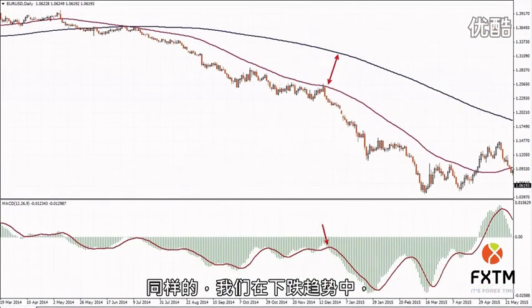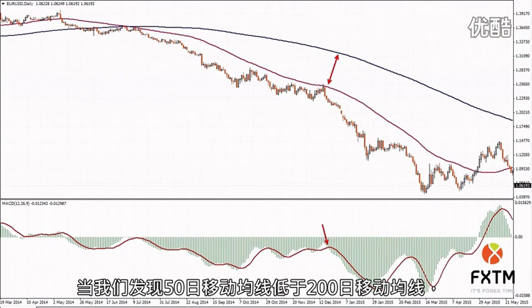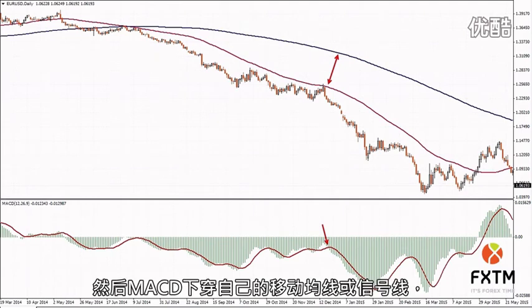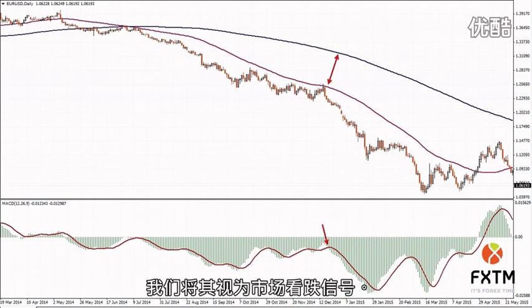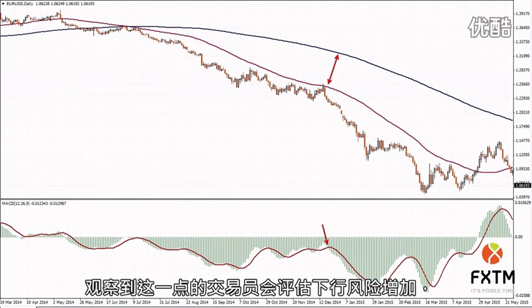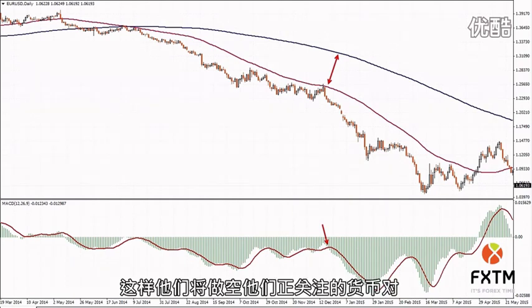In the same way, if we were in a bearish trend, so whether we had defined that with our 2 moving averages again, with the 50-period simple moving average being below the 200-period moving average, and then the MACD crossed below its own moving average or its signal line, we would look at that as a bearish signal for the market. A trader who observed that may evaluate adding risk to the downside, so they would be opening a short position on the pair that they're monitoring.